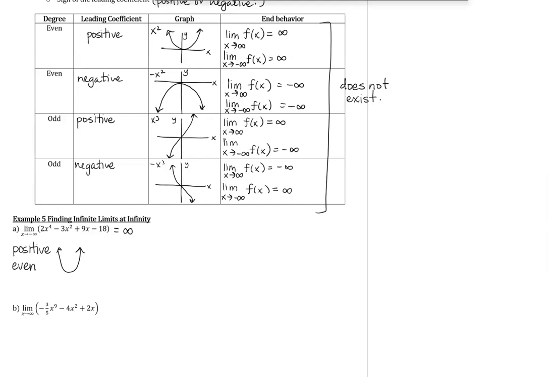In example 5b, the leading term is negative and odd. That looks like negative x cubed, and we're interested in the limit as x approaches positive infinity. So what's happening to this graph as x goes off to the right? It is shooting down to negative infinity.